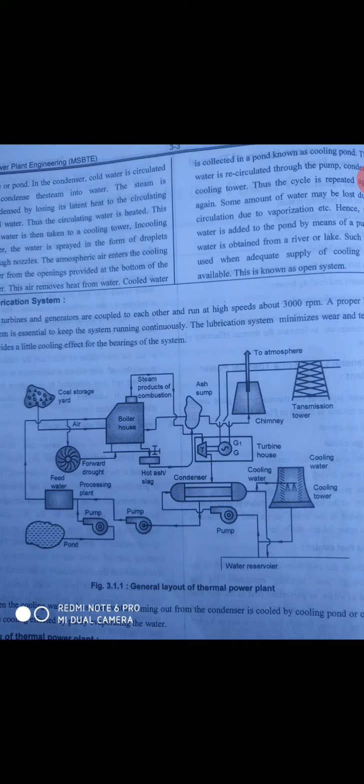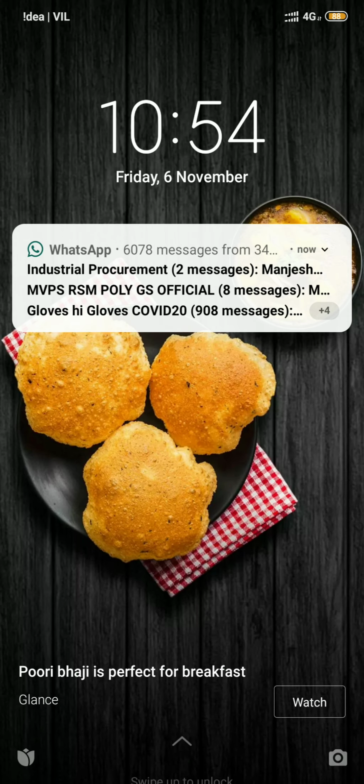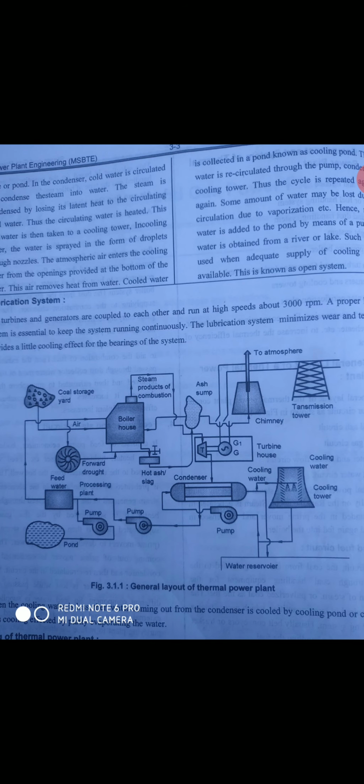This hot water is taken into the cooling water tower. In cooling towers, the water is spread in the form of droplets through nozzles. The atmospheric air enters the cooling tower from the openings provided at the bottom of the tower. The air removes the heat from the water. Cool water is collected in a pond known as cooling pond. The cold water is recirculated to the pump, condenser and cooling tower. Thus, the cycle is repeated again and again. Okay, this is called as open system.